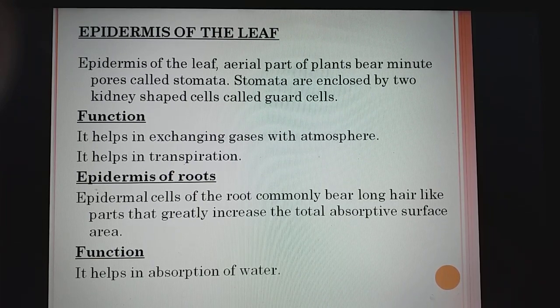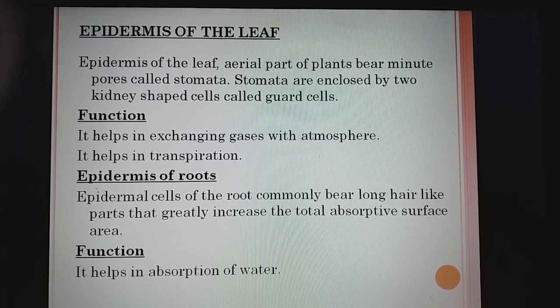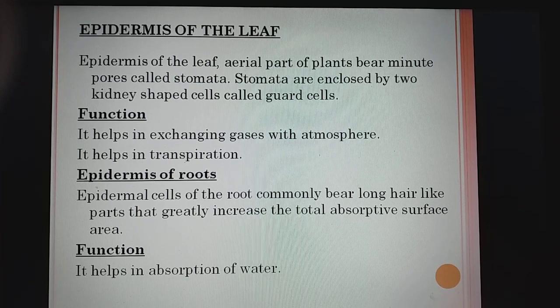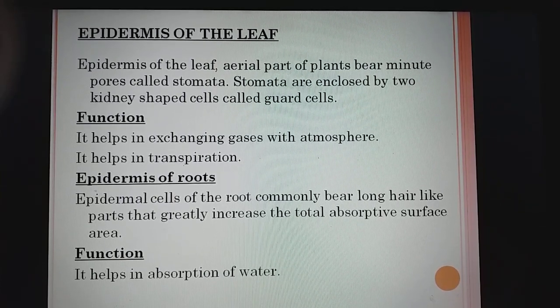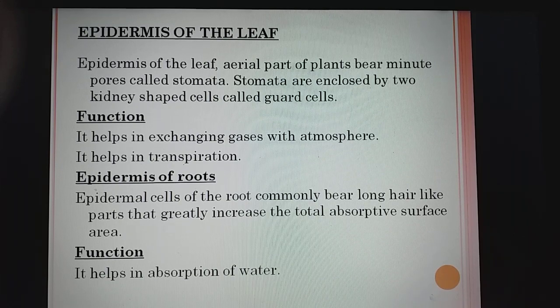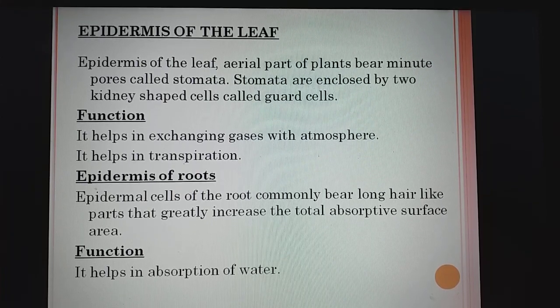So the main function of the epidermis of the leaf is that it helps in exchanging gases with the atmosphere, or it helps in transpiration. A question may be asked in your examination: write the dual function of the epidermis of the leaf. Or it can be asked: write the dual function of the stomata. So the dual function of the stomata is the exchange of gases and helping in transpiration.